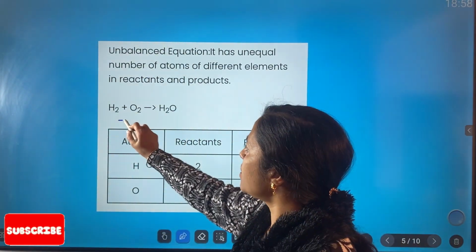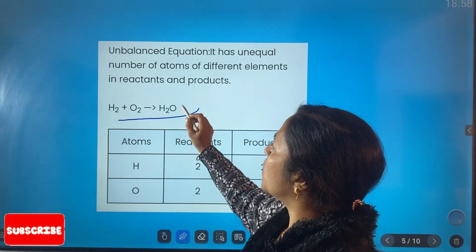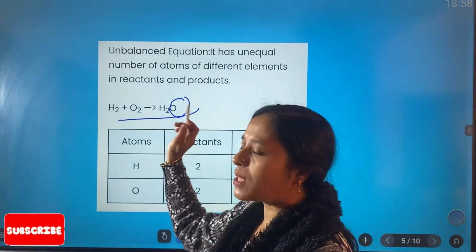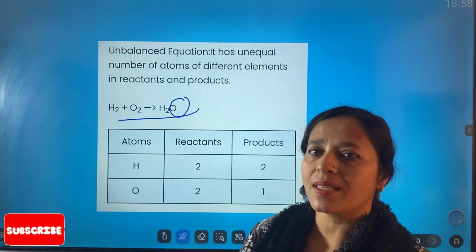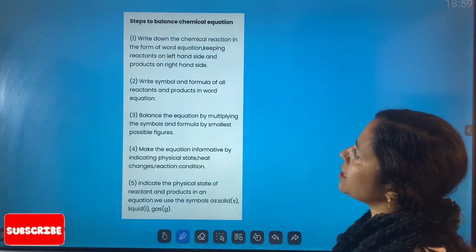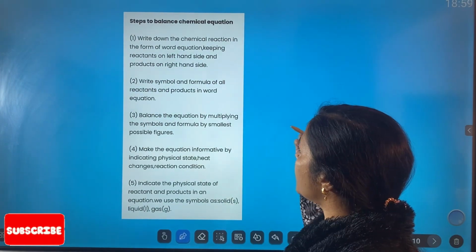If you just look at this equation, H2 plus O2 gives you H2O. Here the number of oxygen atoms is 2 and here it is 1. So such a type of equation is not balanced, it is unbalanced. So whenever we find an unbalanced equation, we have to balance it. What are the steps to balance a chemical equation?